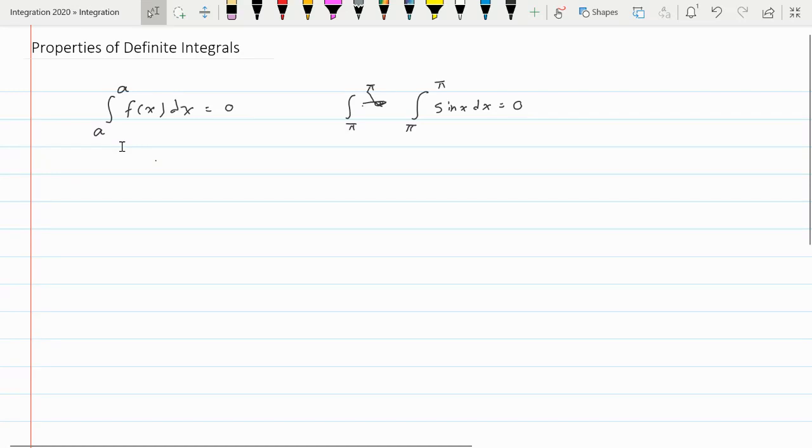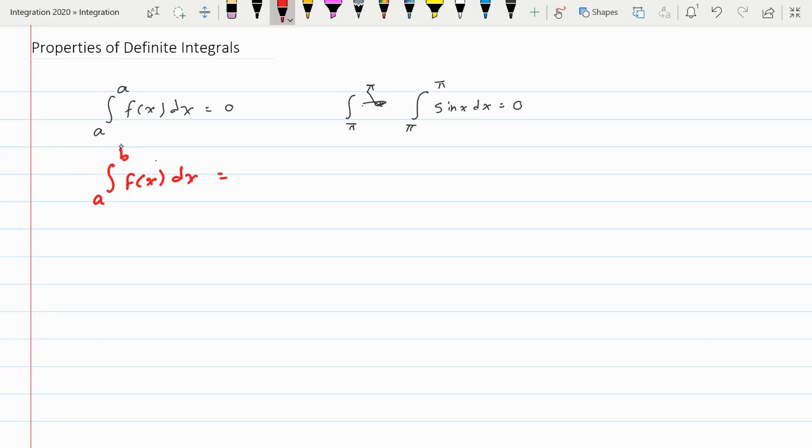Now, the second thing: if f of x is integrable from a to b, then we can define the integration from a to b of the function f of x dx to be the opposite of the integral from b to a of the same function. So the integration from a to b is negative the integration from b to a.